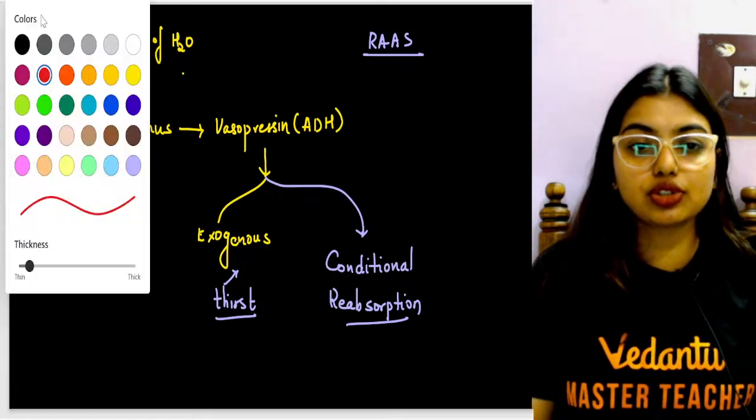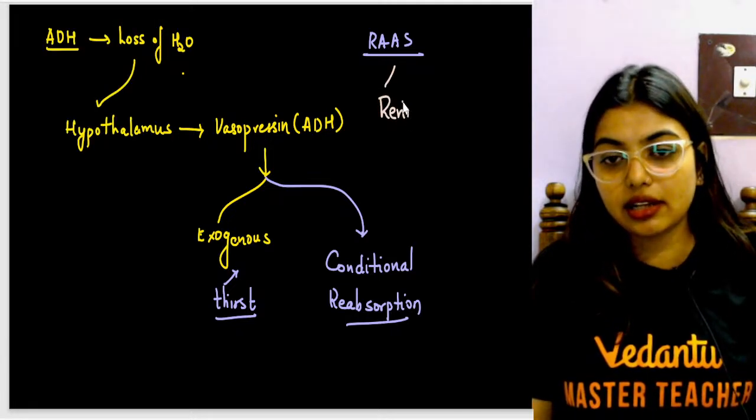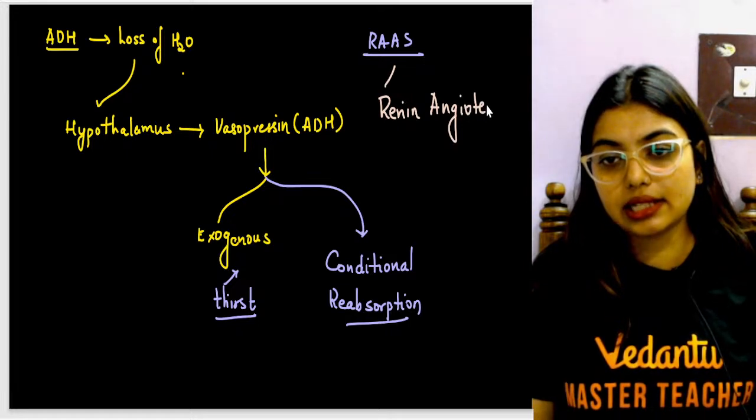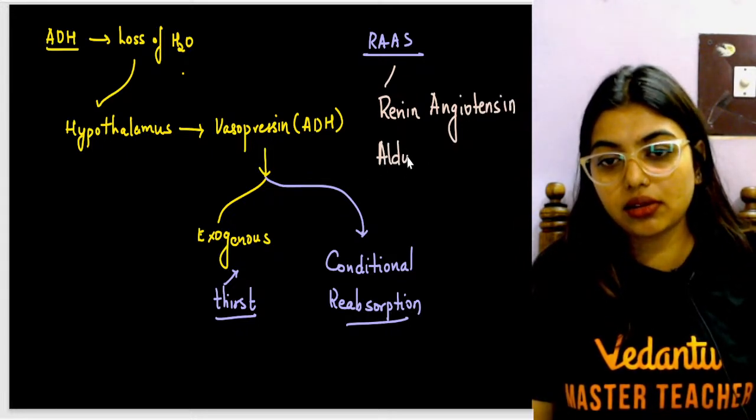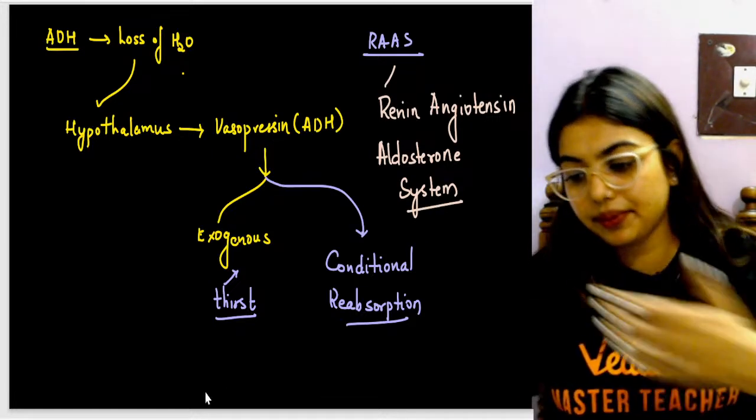For those students who did not watch yesterday's class, please go watch. It is clearly explained there. Renin, angiotensin, aldosterone system. This is called the RAAS mechanism. Clear?